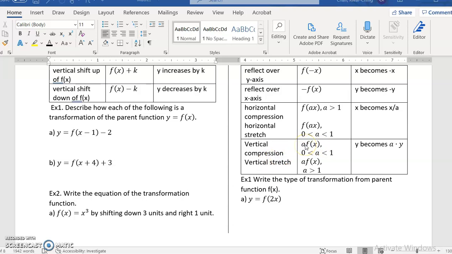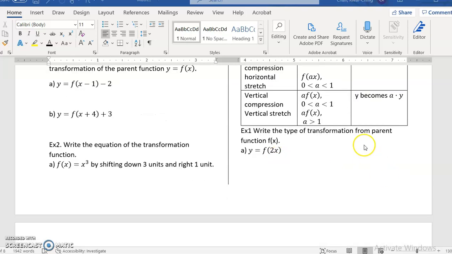So similar to the idea of vertical shift and horizontal shift, whenever it is applied outside, it is vertical. But if a is less than 1, greater than 0, then it is a compression. And if a is greater than 1, it is a vertical stretch. Okay, so let's look at some examples.